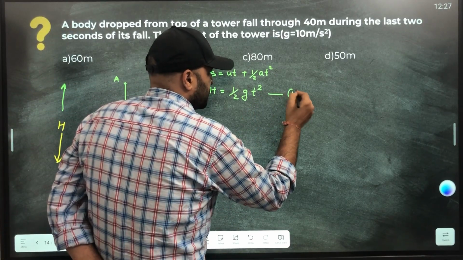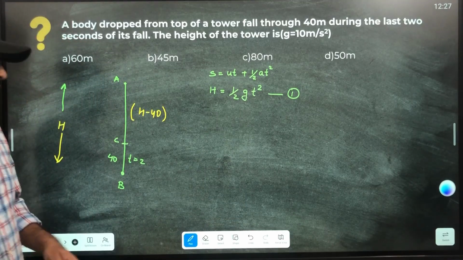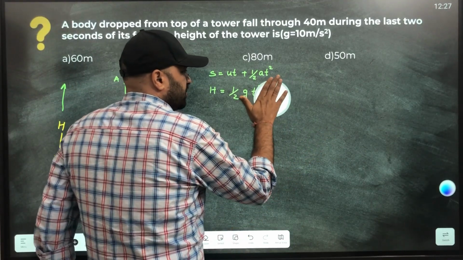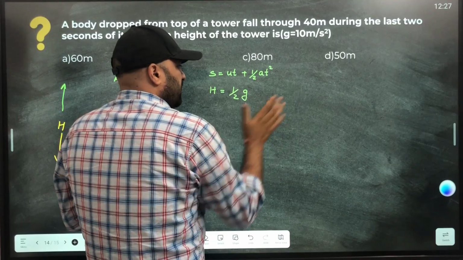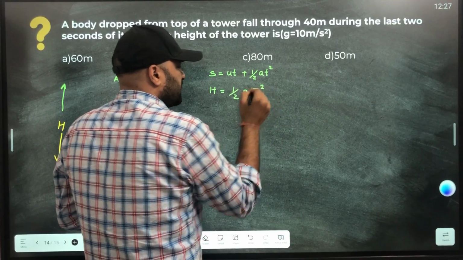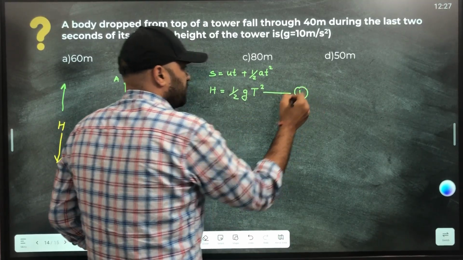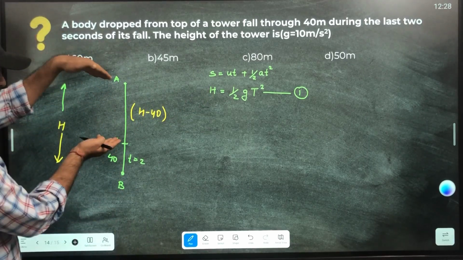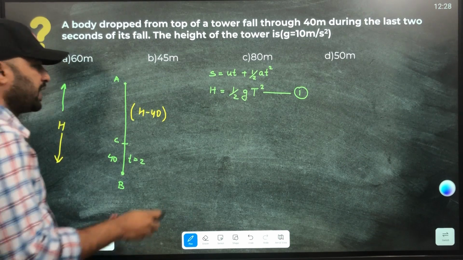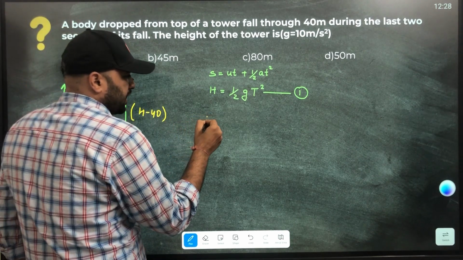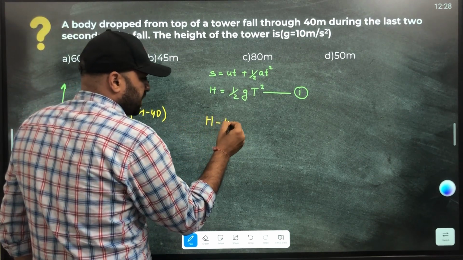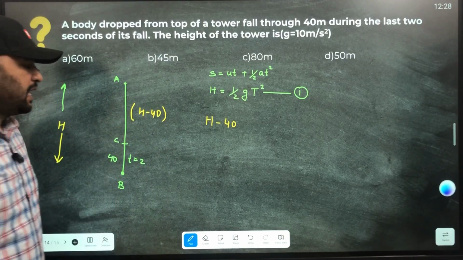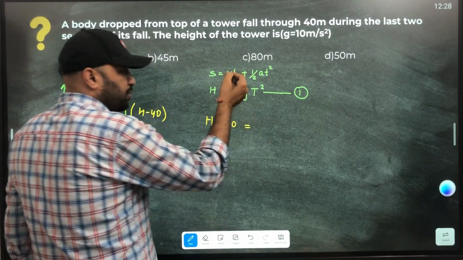What is this T, small t? Or let me just make it as capital T to avoid later confusions. Capital T is the total time it takes to reach the ground. First equation. Be very careful. Correct? Okay, this is first equation. Now how much will it travel from A to C? A to C will be H minus 40. So H minus 40, that is our A to C. And that will be equals to, again U is 0 in that case.